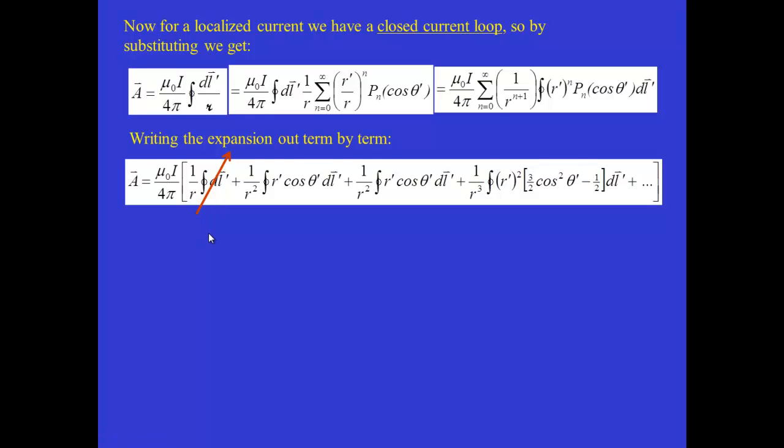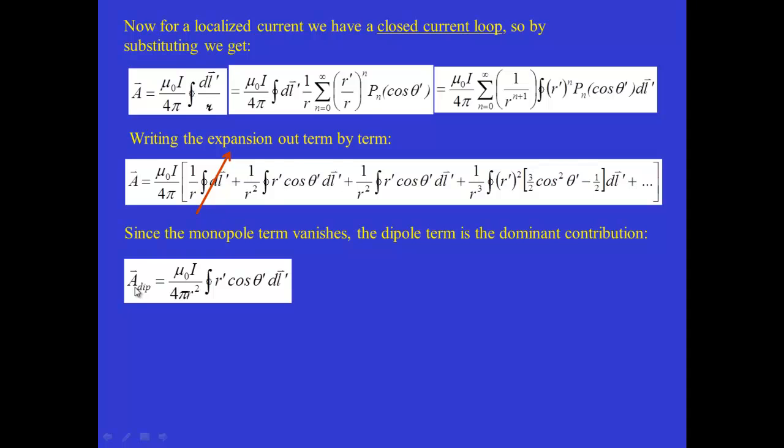That means that the dipole term, unless it happens to be 0, is going to be the dominant contribution to the vector potential. We see the quadrupole term and then the octupole term and so on as we go further out in the power series expansion. Now, the dipole term can be written mu naught I over 4 pi r squared times the integral of r prime cos theta prime dl prime vector.